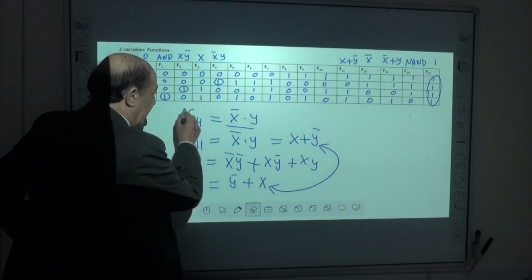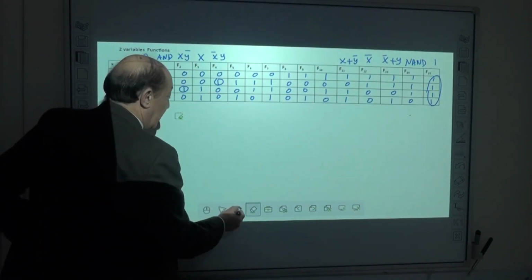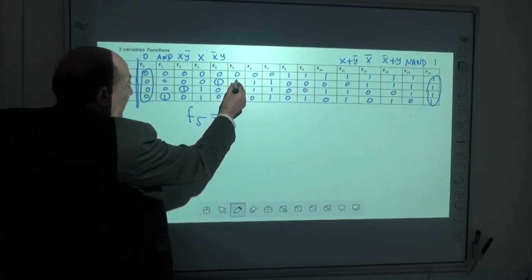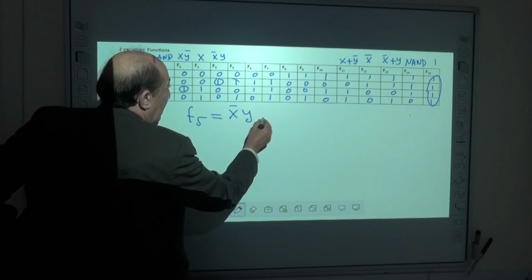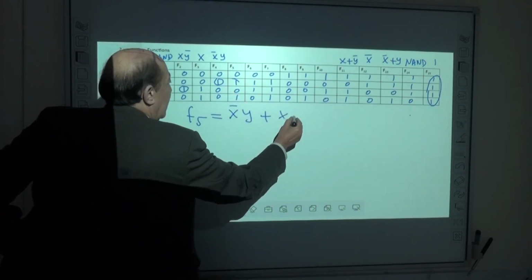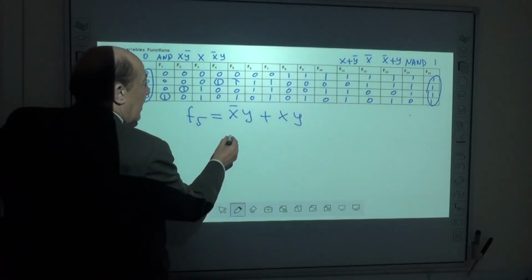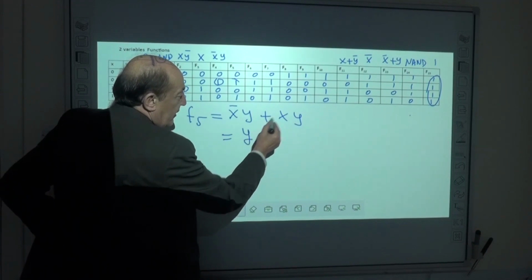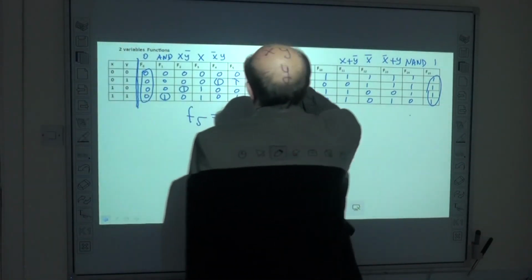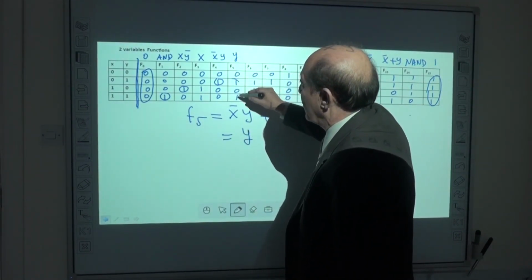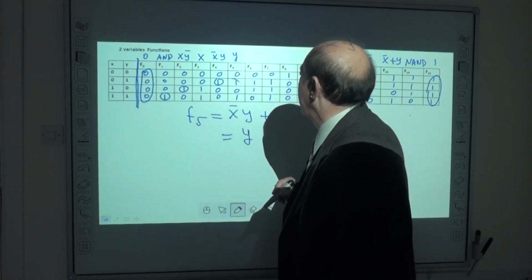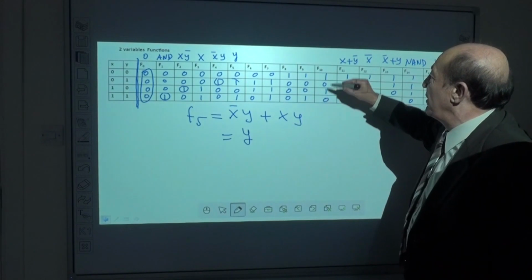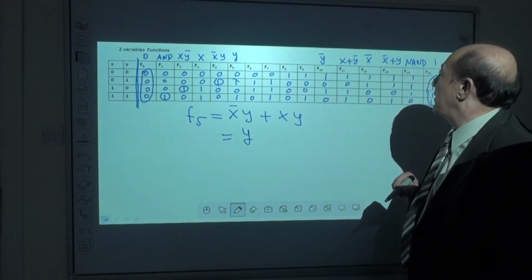Next, f5. f5 equals here 1 on not x y, or here 1 on x and y. You can see that x or not x equals 1, so it is y. If you look at it, 0, 1, 0, 1, it's y. f10 is 1, 0, 1, 0. So directly you can write it, not y.